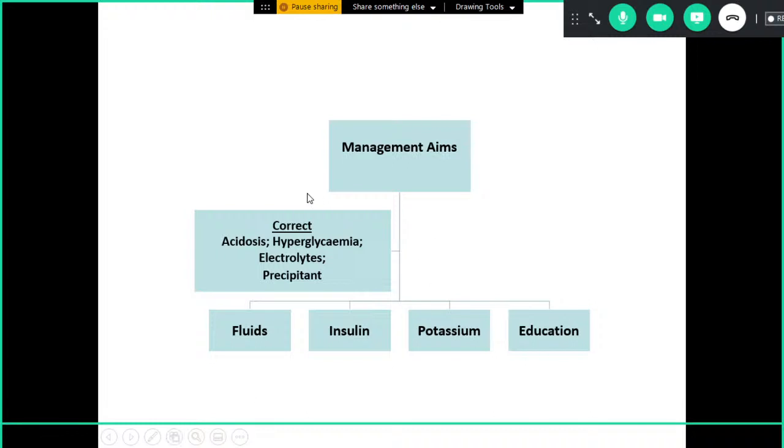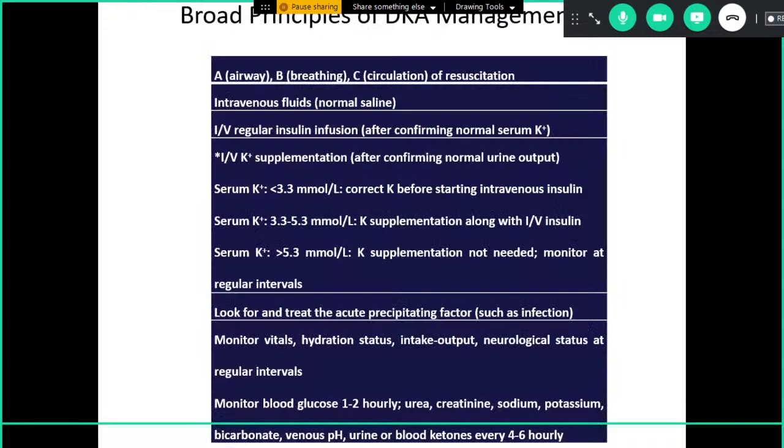So other than that, fluids, insulin, potassium, and before they're discharged, assuming you make them well, education so that they don't have another episode. So what are the broad principles? You need to be sure about airway, you need to be sure about breathing, you need to be sure about circulation. So the ABC of resuscitation stays the same.